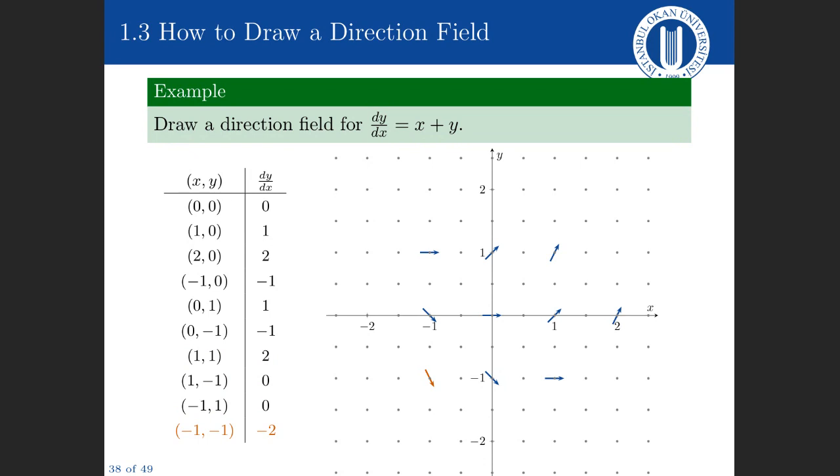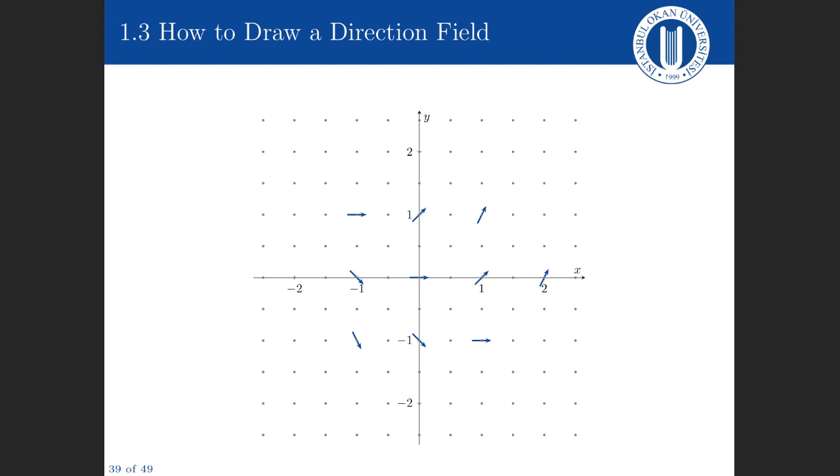I've plotted 10 of the 121 arrows that I want to draw. I don't want to spend my time calculating the derivative of every single dot. I want to use a shortcut. We'll clean this up a little bit. These are the 10 arrows we've drawn so far.